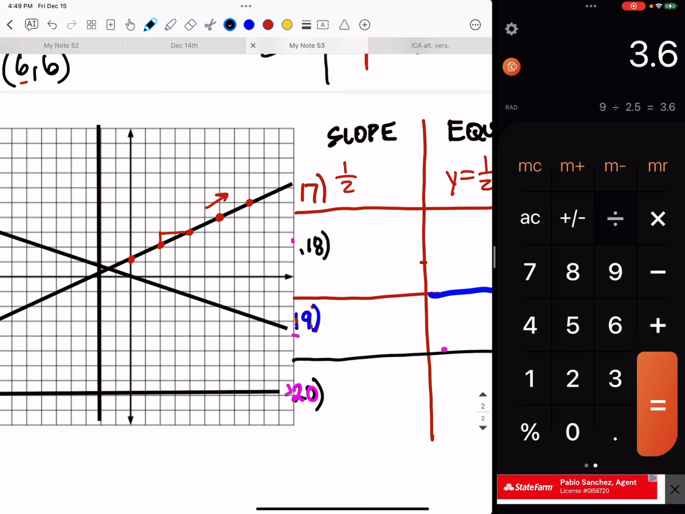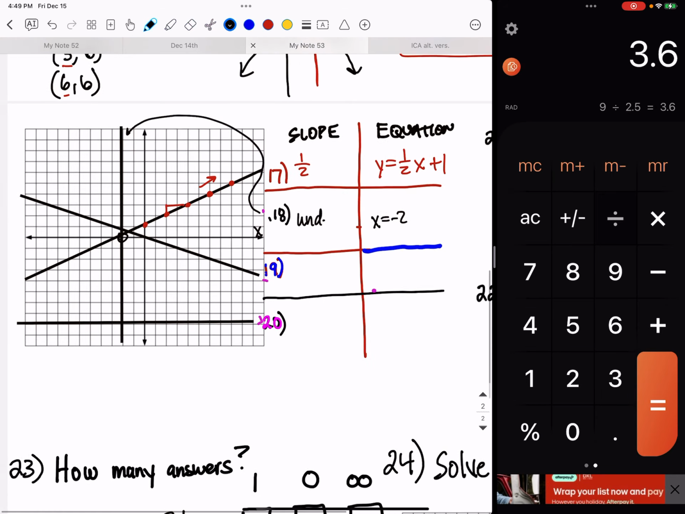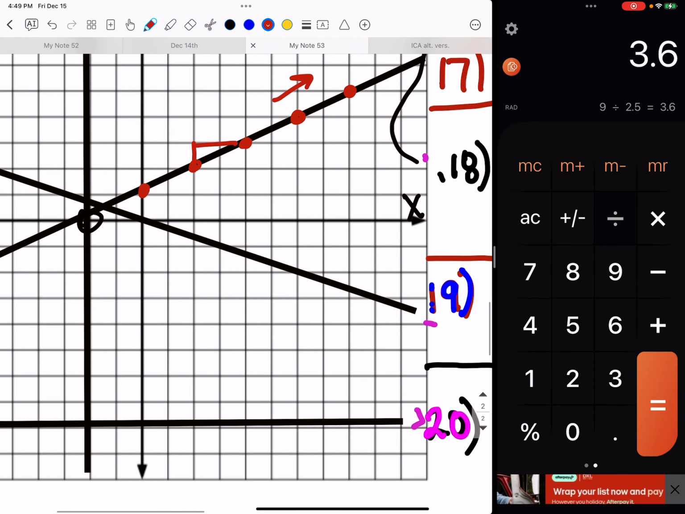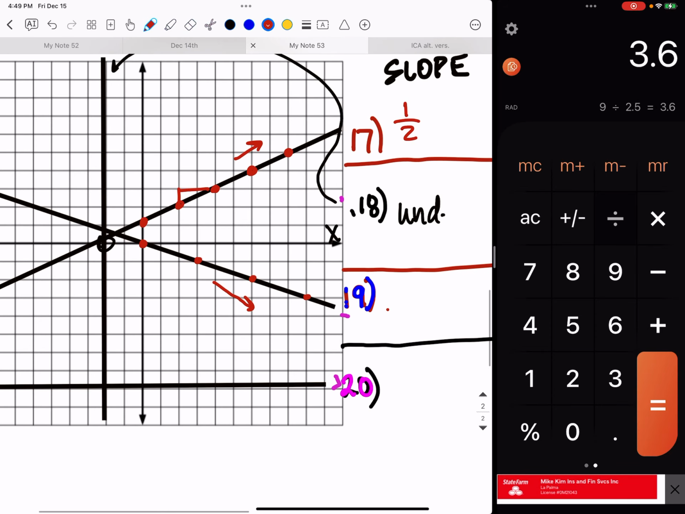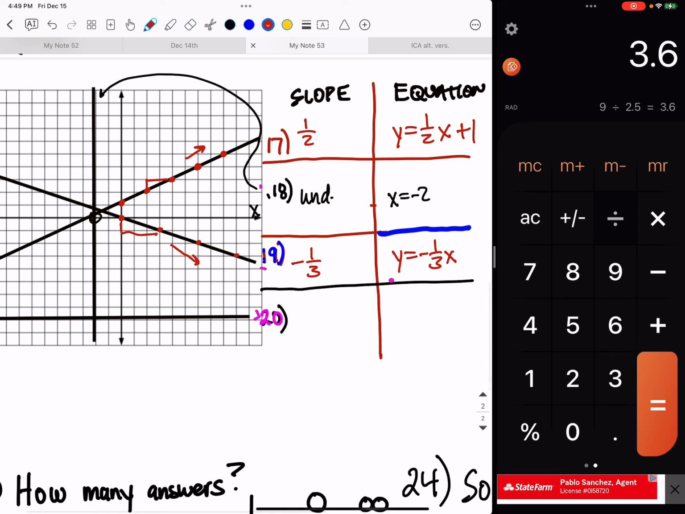18 is this guy. 18 is undefined, and it's going to hit the x-axis at -2. So it hits the x-axis at -2. 19 is this one. It starts at 0. Where does it hit a corner? There, there, there. It's going down. If I use my right arm, this is down. So this is negative something. It's going down. Down 1 over 3. Y equals -1/3 x. Where does it start? At 0, so I just put plus 0, which doesn't do anything.